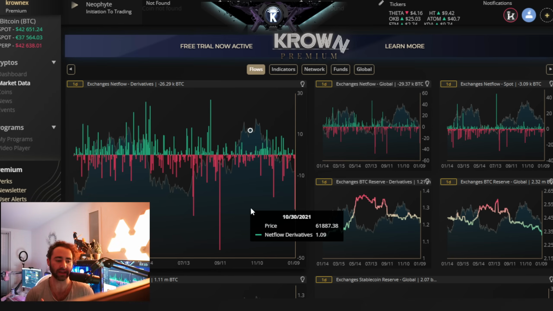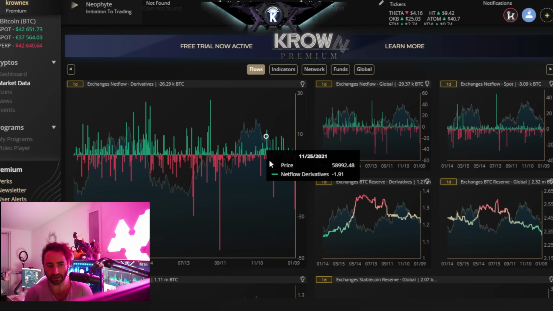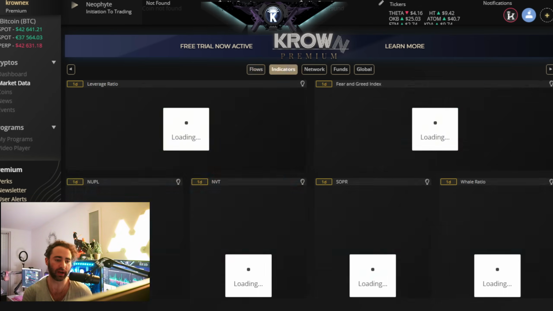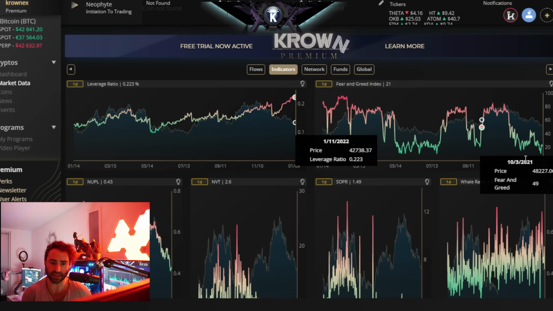We actually go through a very, very rigorous process in order to fully confirm that that is actual coins coming off exchanges, going into cold wallets. That is very, very important. Those are real coins coming off. And of course, we go in here to the indicator tab once again.